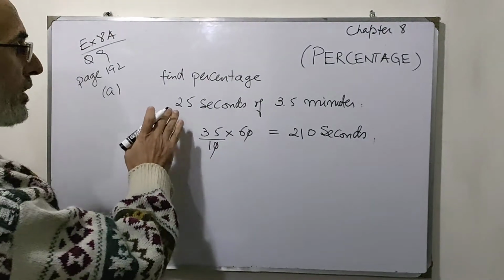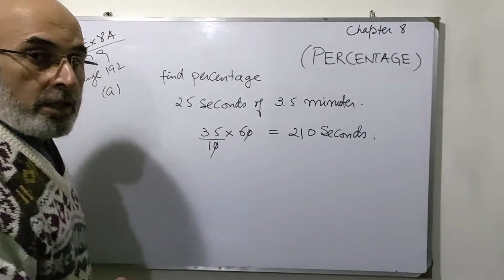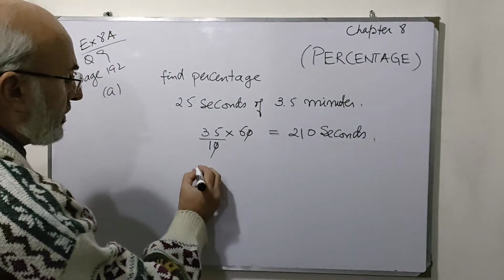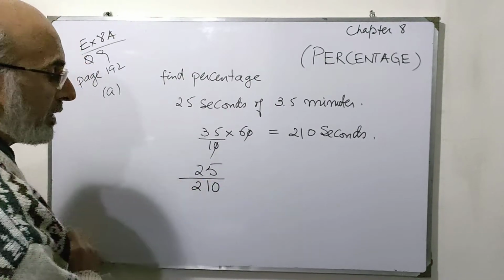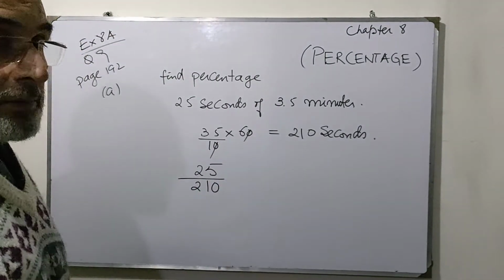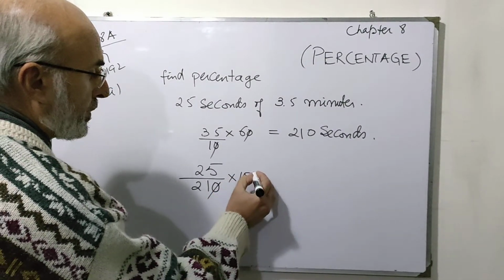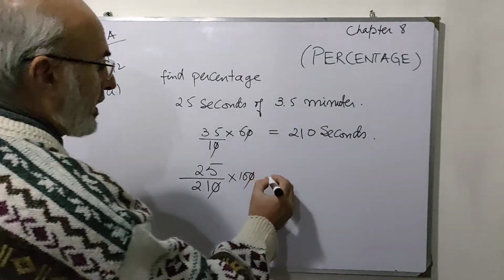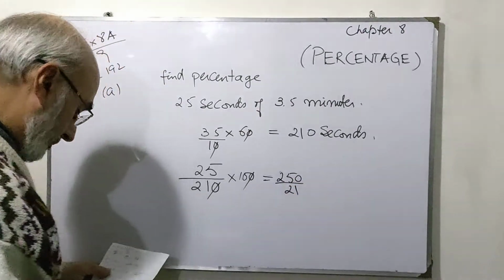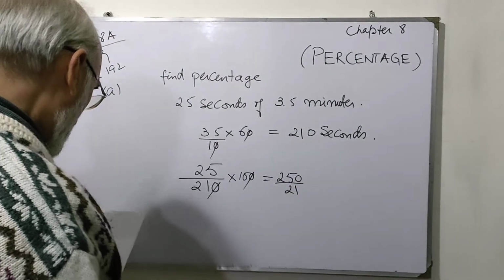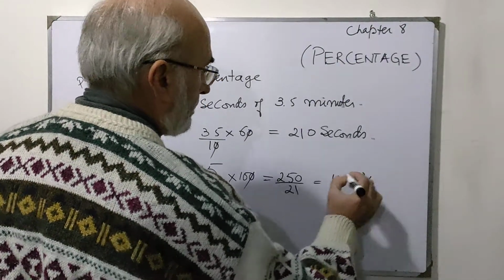Now to find what percentage 25 seconds is of 210 seconds, it's 25 over 210. Since we have to find the percentage, we are going to multiply by 100. So this 0 goes with this. Okay. So it is 250 over 21, or in other words we can say it's 11.9%. Okay.